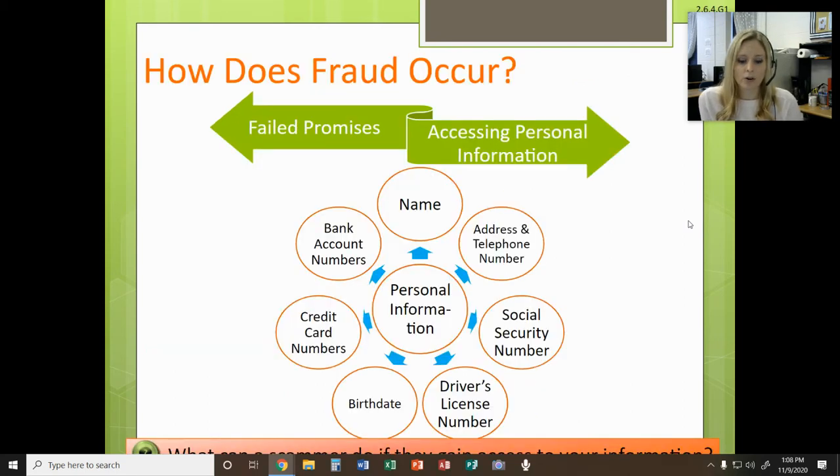How does fraud occur? By people accessing your personal information and then doing something bad with it. So, personal information is what you're supposed to be putting on the bottom of page one, different types, which would include name, address, phone number, social security number, driver's license number, birth date, credit card numbers, bank account numbers, anything that only you should be able to have access to completely.